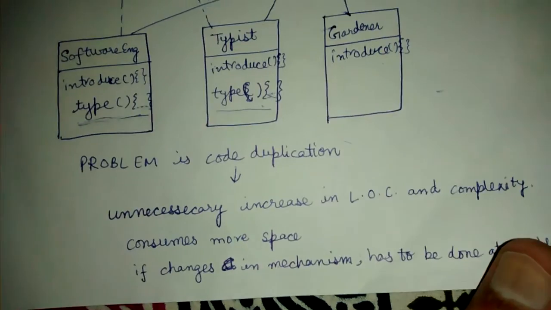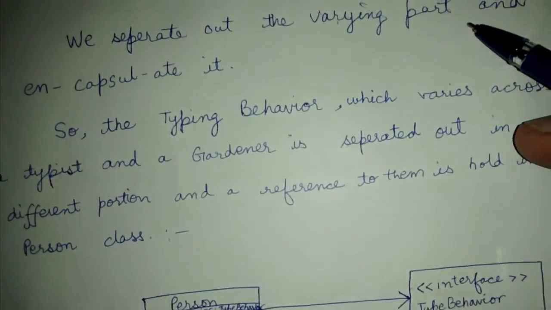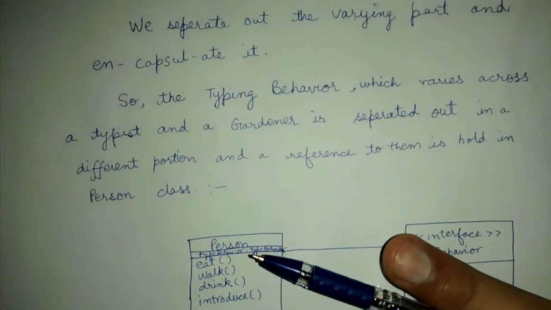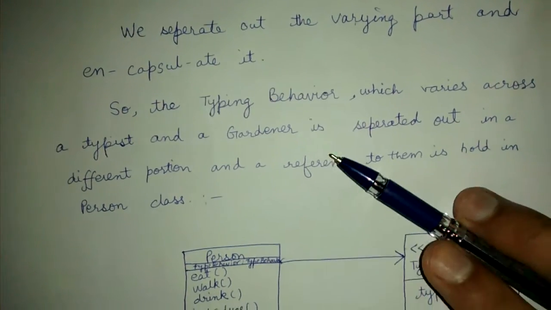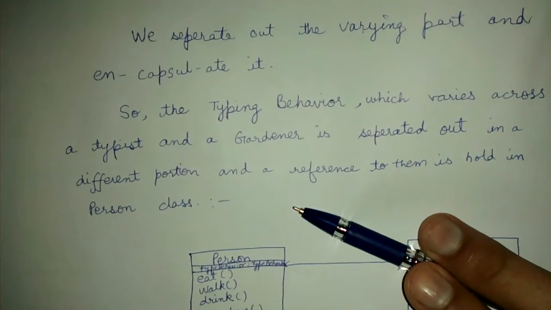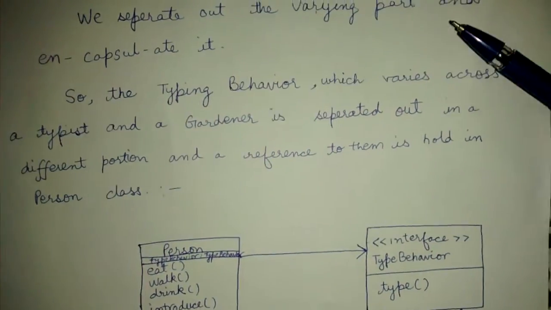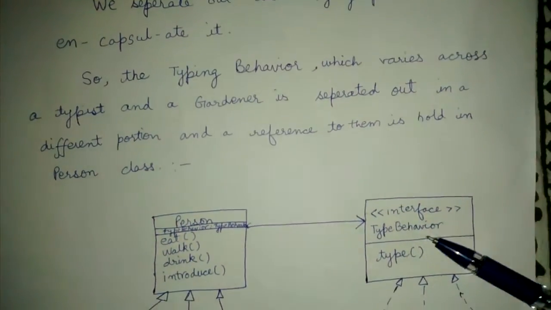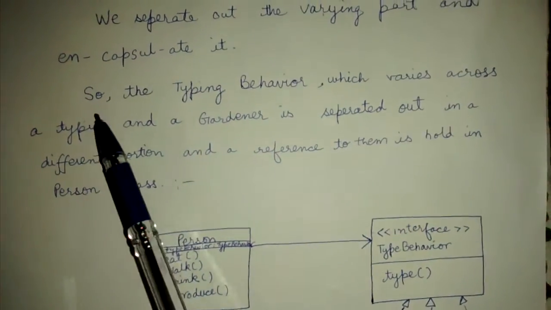Okay, so let's look at what the solution is. So we separate out the varying part. So what is the varying part? The type is the difference, right? A gardener can't type while a software engineer and a typist can type. So this is the varying part among these three classes, and we encapsulate it. Encapsulate, that is, packed inside a capsule, right?